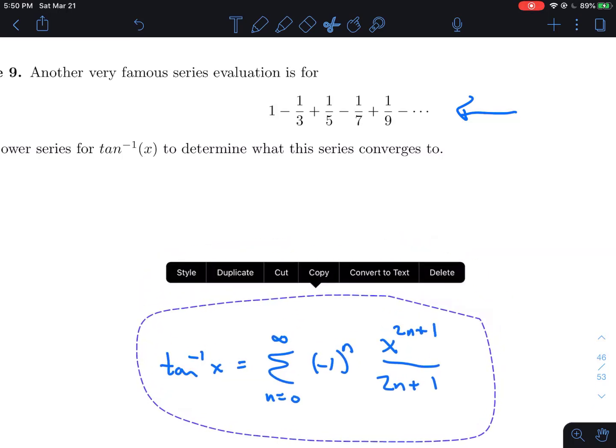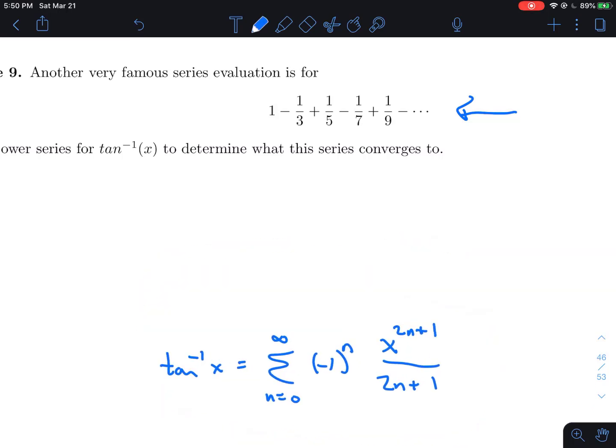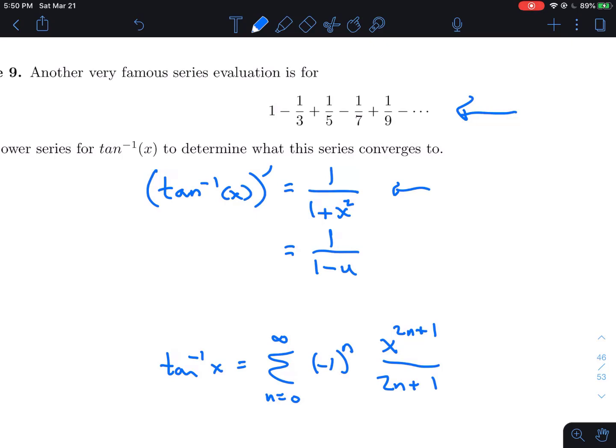So what we would do is remember kind of when we were bringing these things up back in 11.9, we would say, well, let's take a look at the derivative of tangent inverse. So here's tangent inverse. When we take its derivative, we get 1 over 1 plus x squared. And this is something that we can actually find a power series for, thanks to the stuff that we learned in 11.9. Right? We try to make it look like 1 over 1 minus u. And so let's go ahead and take u to be equal to negative x squared.